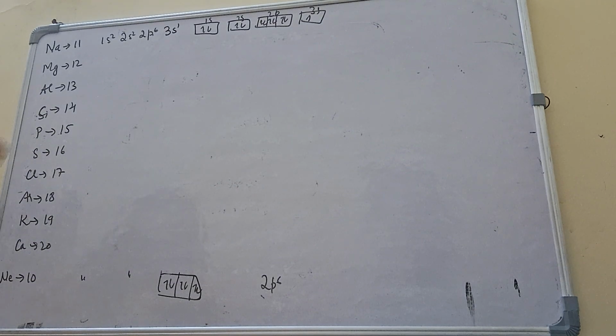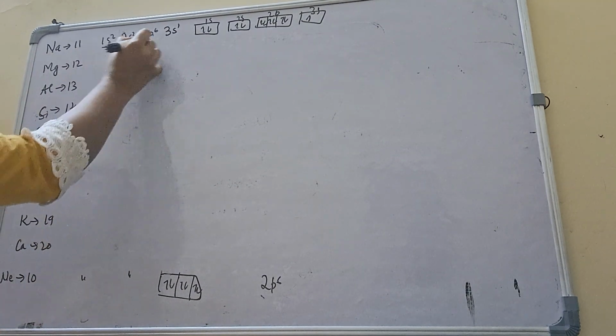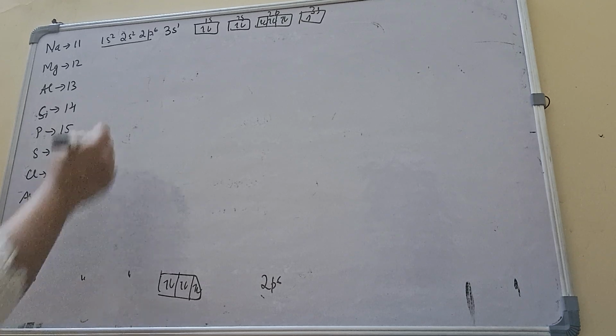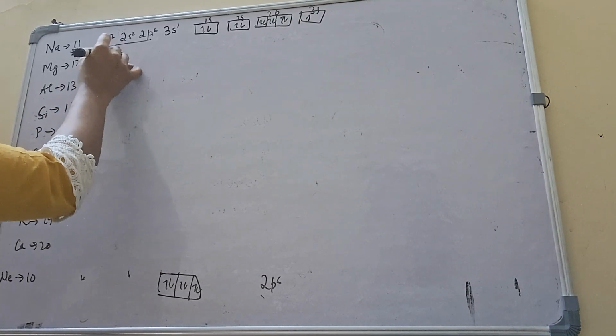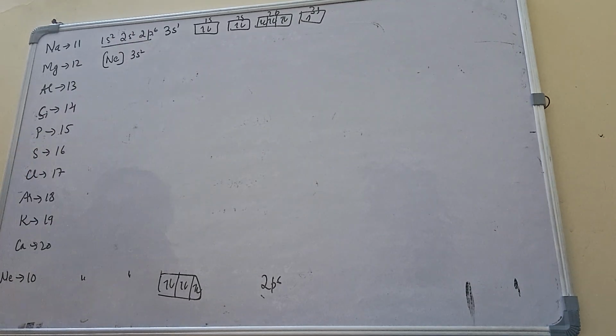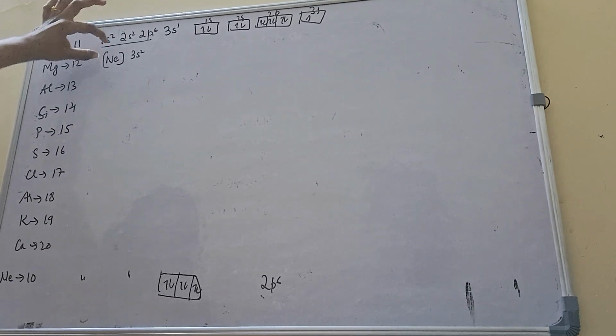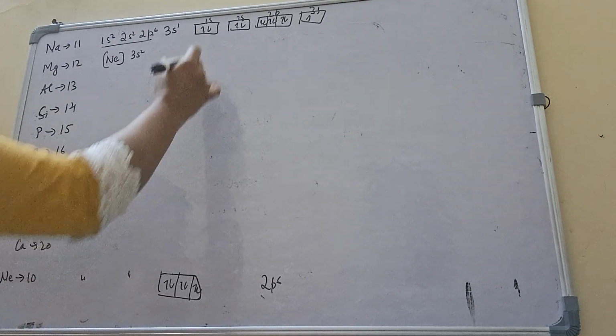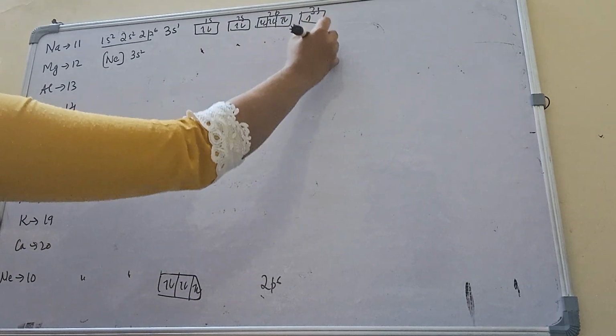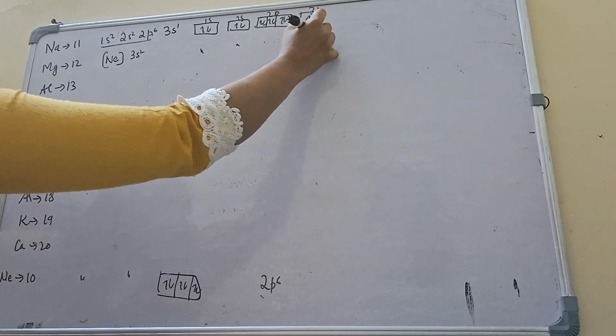Okay, now every time instead of writing this, I can also write this much as the configuration of neon. So I can also write neon and 3s2. Neon is 10. That means 1s2, 2s2, 2p6 is already filled. That is neon plus 3s2. It is the same. So this is how you write. Okay, 2 electrons in the 3s.